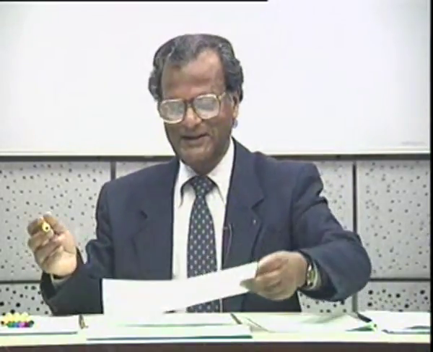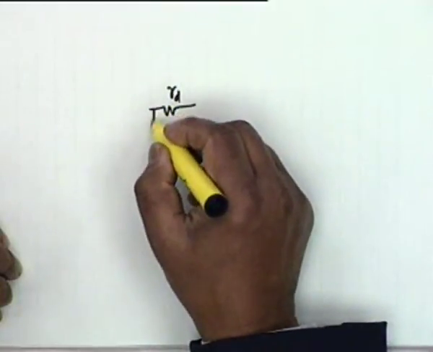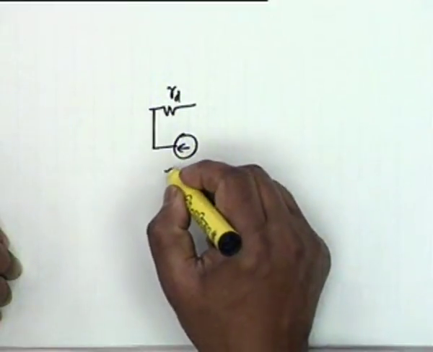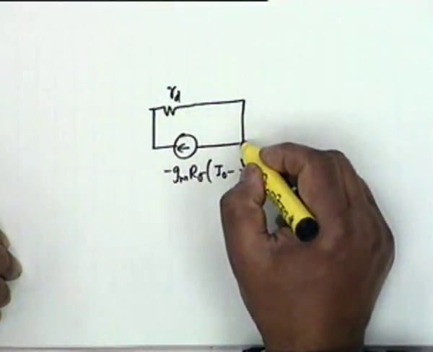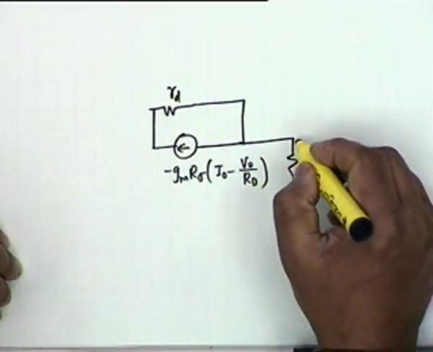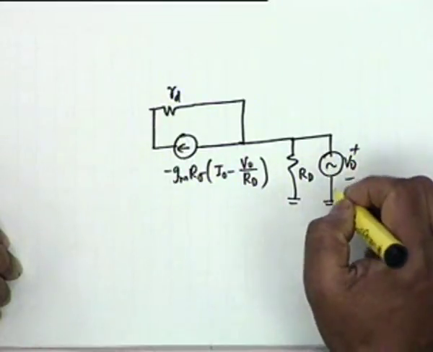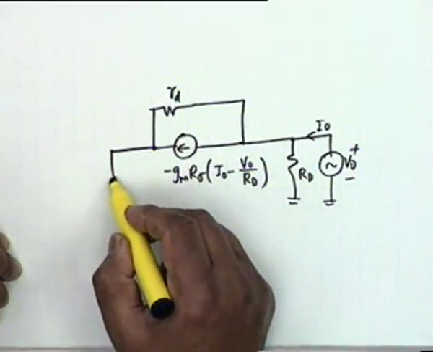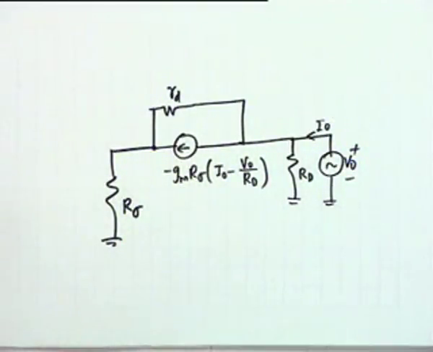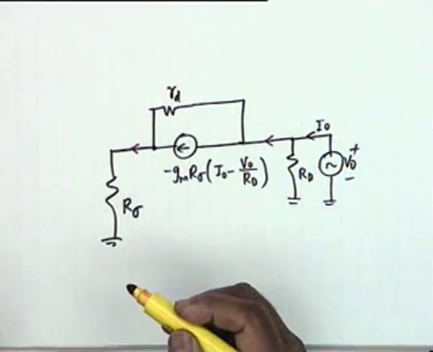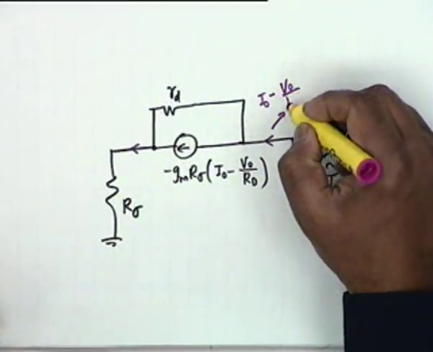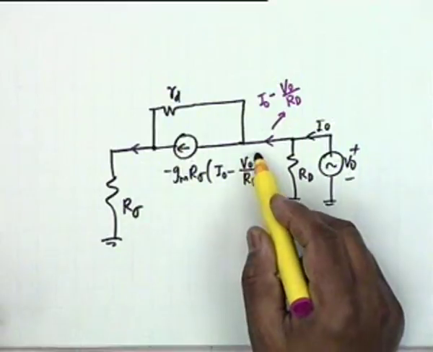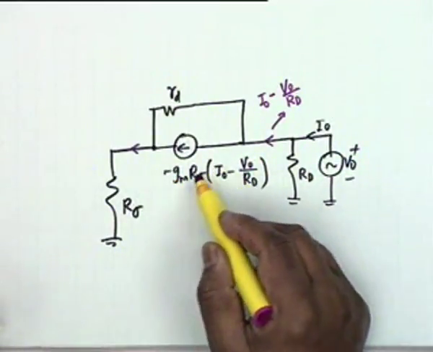Which current source? Is it not contributing any current to the R sigma? Let me draw this circuit again. Now I shall draw in a different manner. This would be minus GM R sigma times I0 minus V0 by RD. There is an RD here. This is V0, I0, and this goes to R sigma. Whatever current comes here must flow here. There is no other way. And what is this current? This is simply I0 minus V0 by RD. This is what I have substituted for VGS. VGS is minus R sigma multiplied by this current.